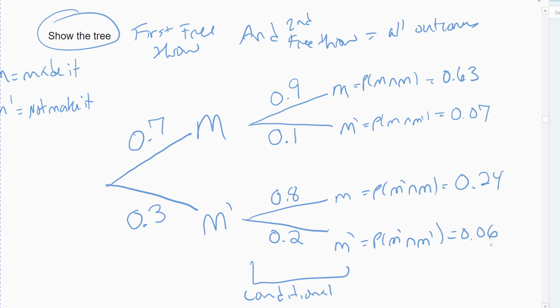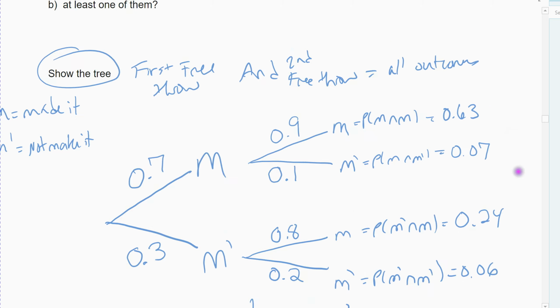Alright, so the probability that she misses them both is 0.06. These are 30% of the outcomes, right? If you take your 0.24 plus your 0.06, it adds up to the 0.3. And that should make sense because these are all of the cases where the first free throw is missed, right? 30% of them. 24 of those 30%, she makes the second one. 6 of those 30%, she missed both. Right? And again, if you add this up, this should add up to 1, all of my outcomes. Alright, so there's my tree.